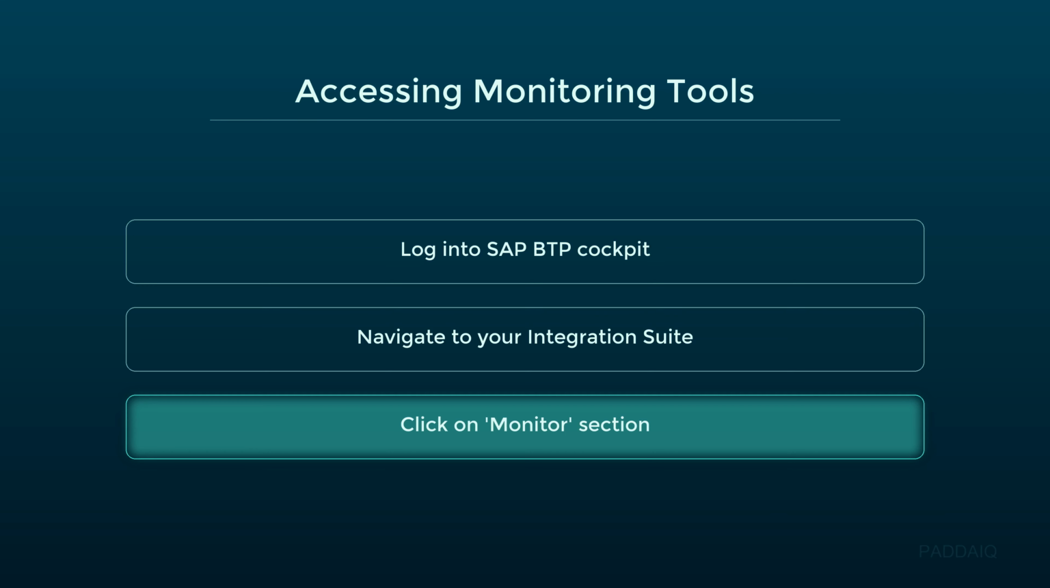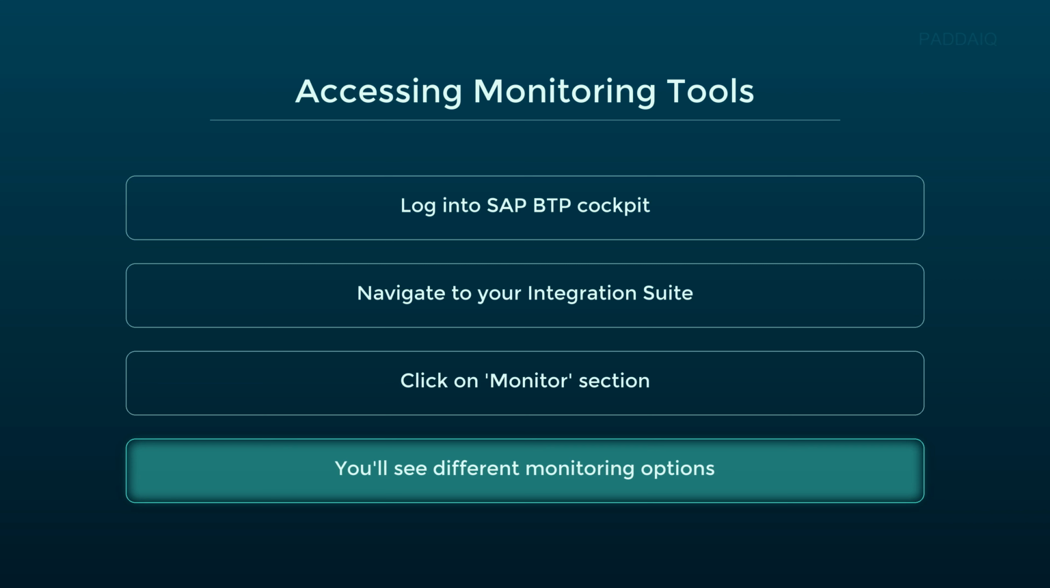Click on the Monitor section. This means selecting the area in SAP BTP where you can check the health and performance of your applications. For instance, if your app is running slowly, you go here to view logs and metrics. This action is your first step to troubleshooting any operational issues effectively.